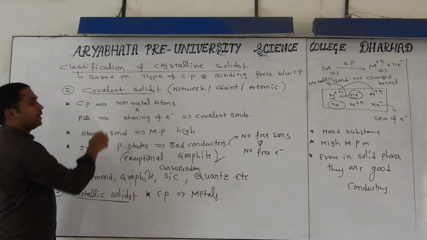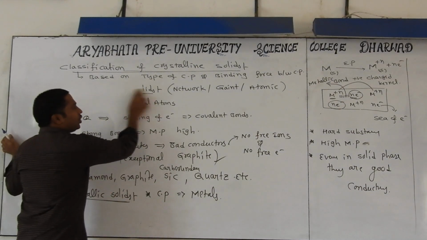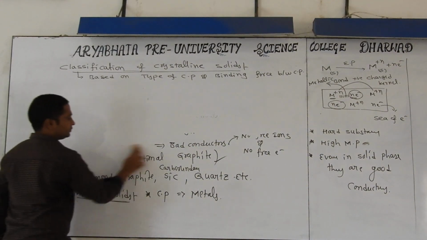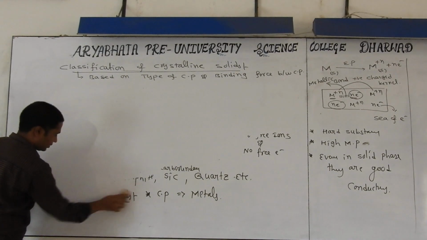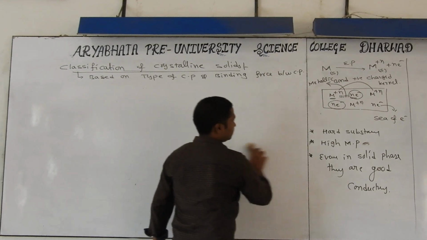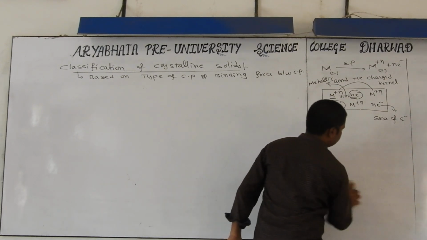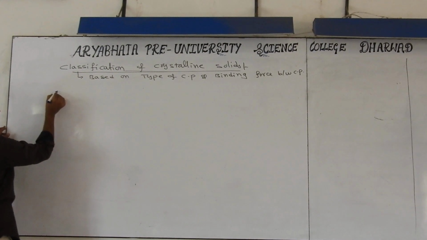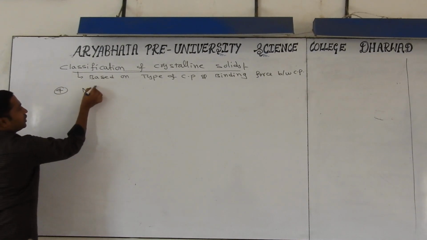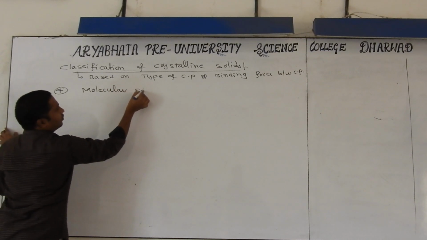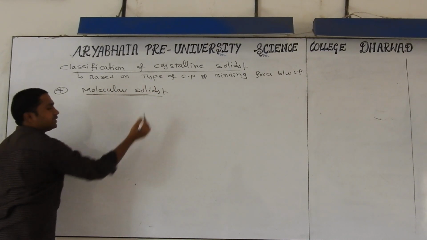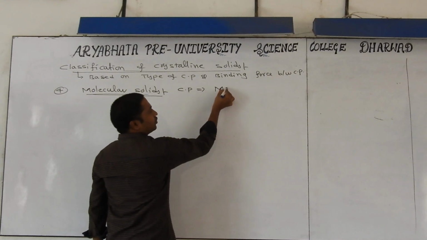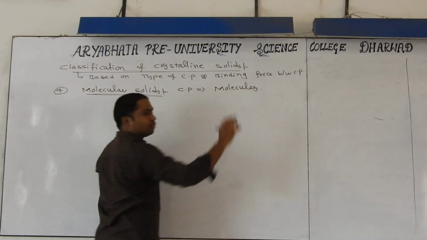Ionic, covalent and metallic. Now we are discussing the fourth type of crystalline solids, a little bit important, so observe carefully. The fourth category of crystalline solids is molecular solids. I think you will get some idea. In this, what are the constituent particles? Molecules are the constituent particles.